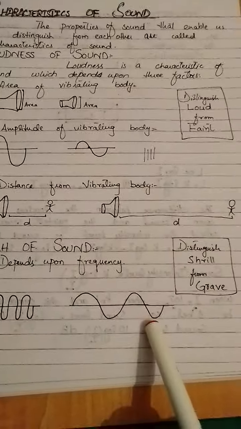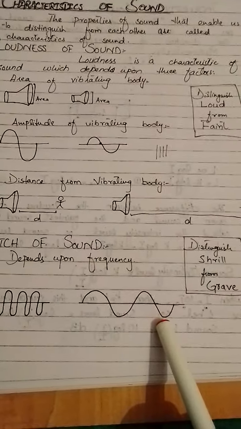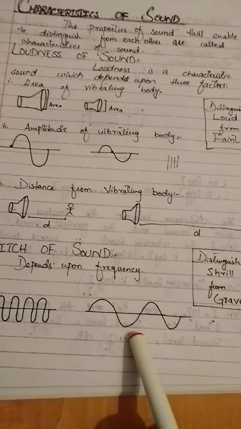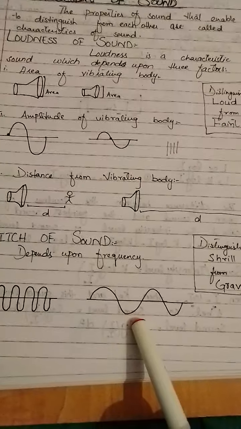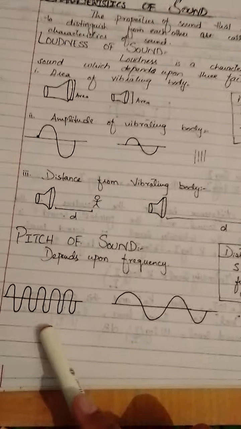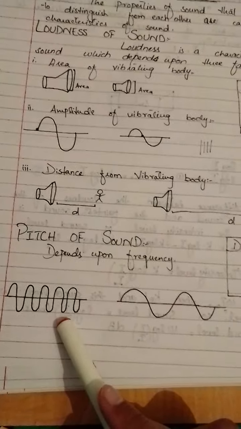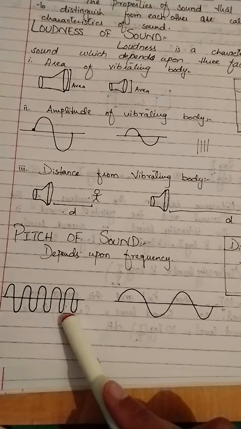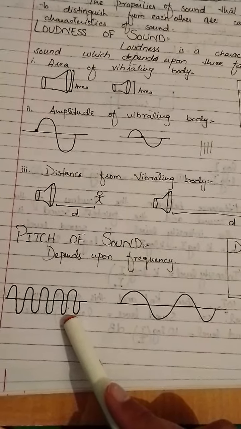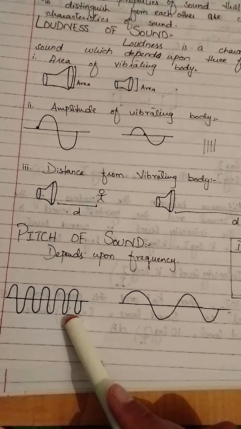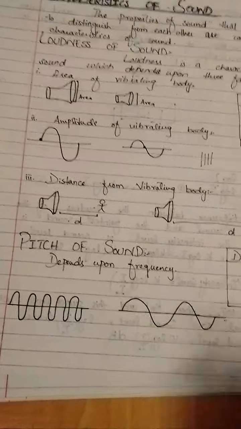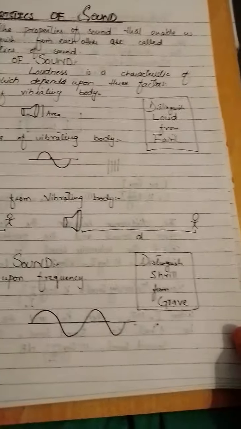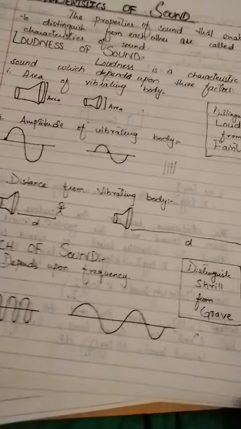Okay, so the graver the sound, the lower the frequency. The drum has a lower frequency, so it has a lower pitch. The more shrill the sound, the higher the frequency. The pitch of chirping of birds is higher than that of a drum. Okay, so pitch enables us to distinguish between shrill and grave sounds.